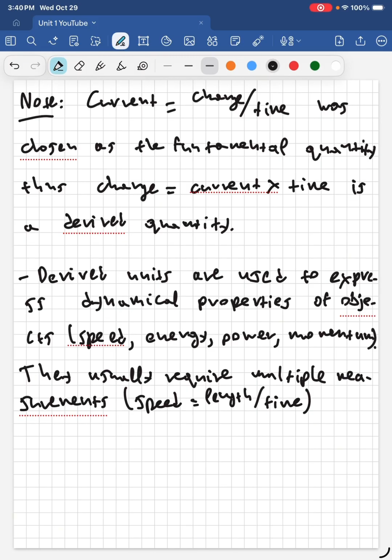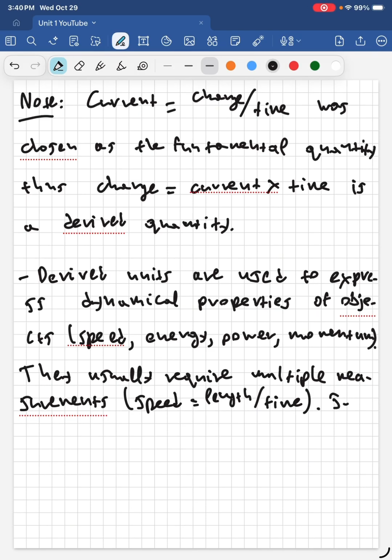In modern living, even your cell phone can measure speed nowadays, and only one measurement is needed. But you get my point. You need to keep track of 2 things to measure speed, and the same goes for other derived quantities.